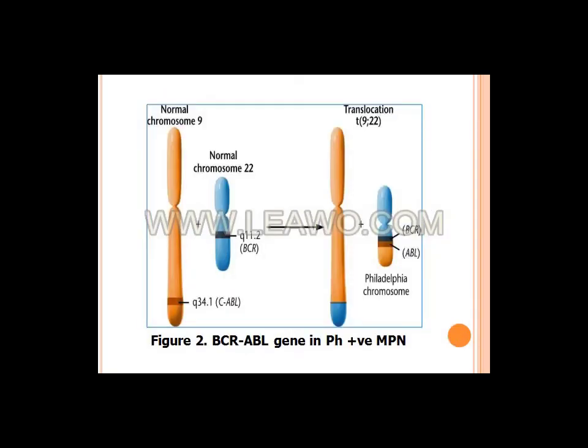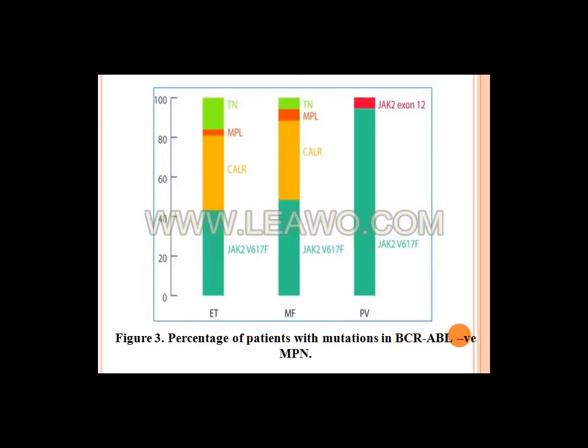This figure shows the BCR-ABL gene in Philadelphia positive myeloproliferative neoplasms, and figure 3 shows the percentage of patients with mutations in BCR-ABL negative myeloproliferative neoplasms.